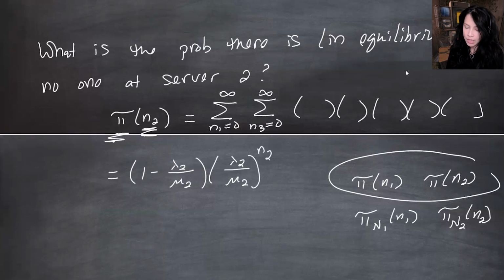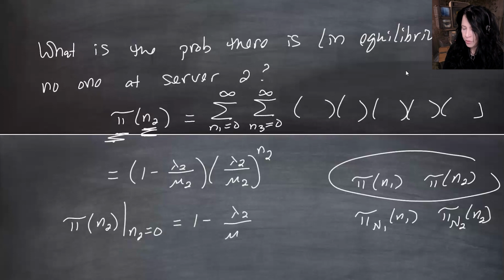And so we want the probability. Now this is confusing because I want to plug in a 0, and what is it? I'm going to write it as evaluated at N2 equals 0, because if I just say pi of 0, which pi is that? And this is 1 minus lambda 2 over mu 2. Yay!